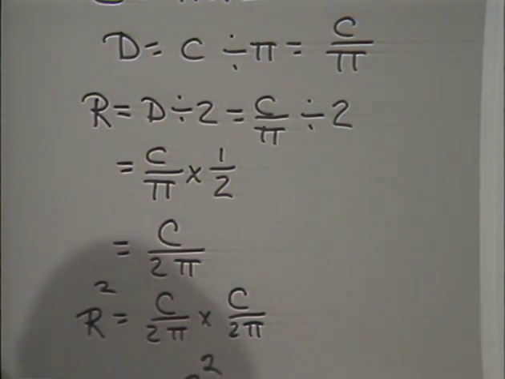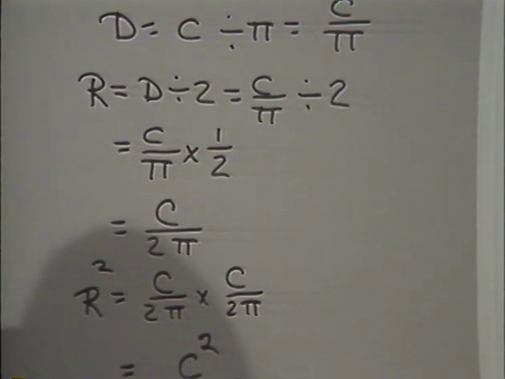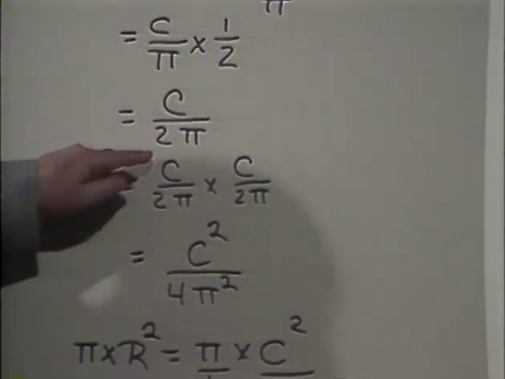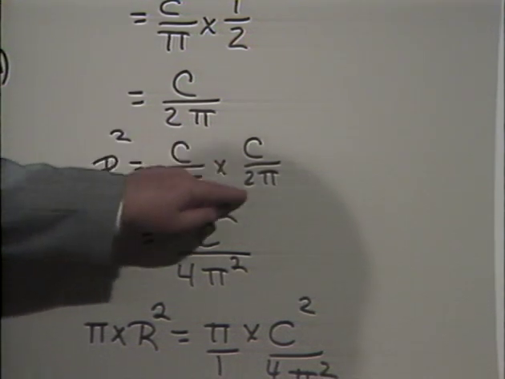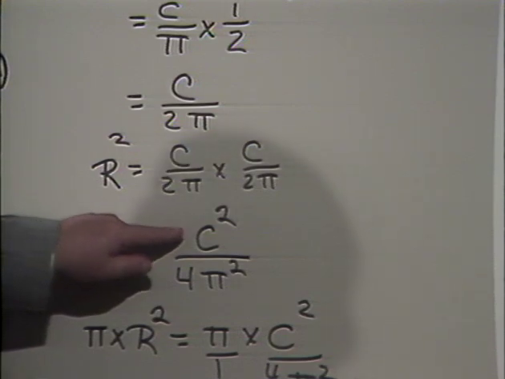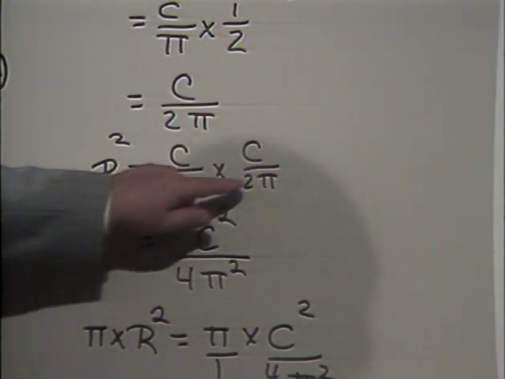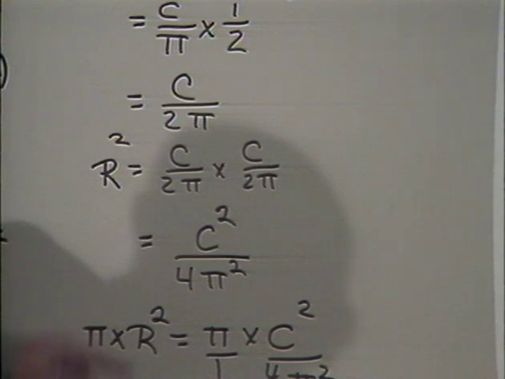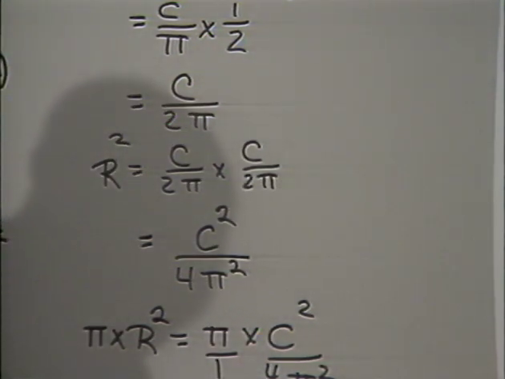Now I have to square it. Square the radius. How do you square a number? You multiply it by itself. So I take C over 2 pi, and I times that by C over 2 pi. C times C is called C squared. 2 times 2 is 4. Pi times pi is pi squared. That's R squared. Now how do I find the area?